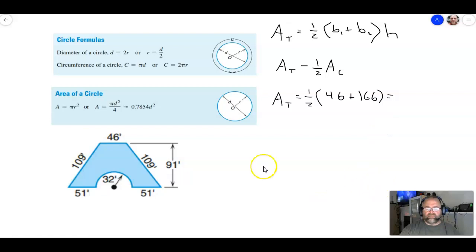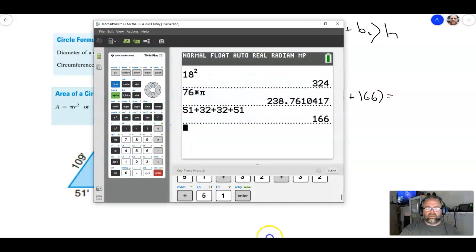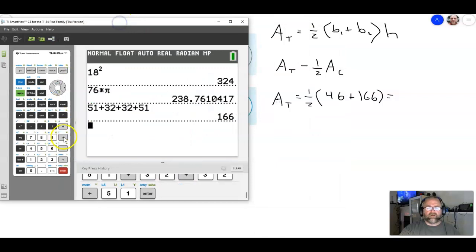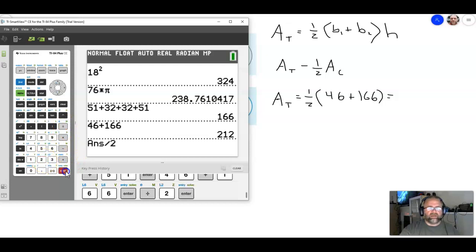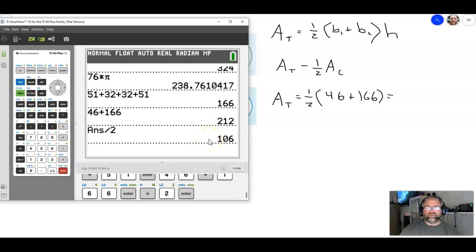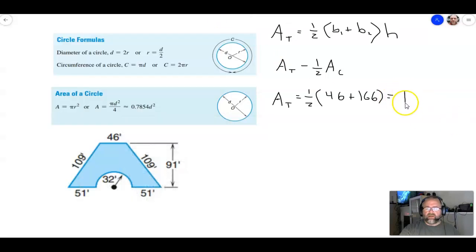And let's see what that equals. 46 plus 166. And then we're going to multiply that by 1/2 or divide it by 2. That's the same thing. And that gives us 106. So that would be our answer for that. But remember, that's too much, right? Because we don't want the half circle in there. So how do we get rid of that half circle? Well, let's find the area of the circle, and then we'll take half of that.